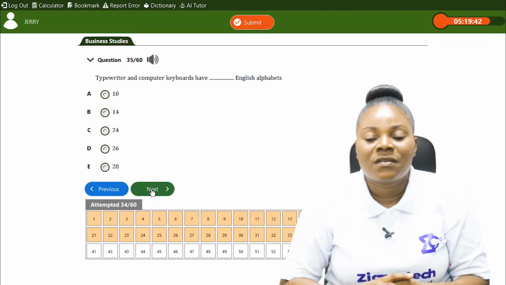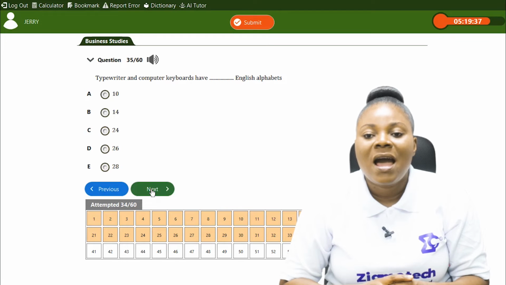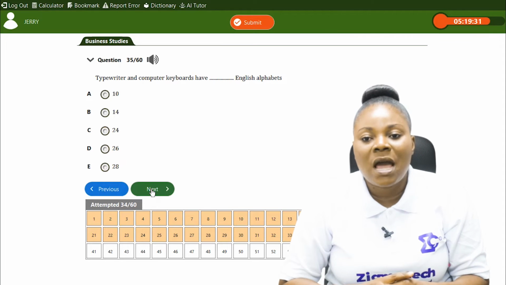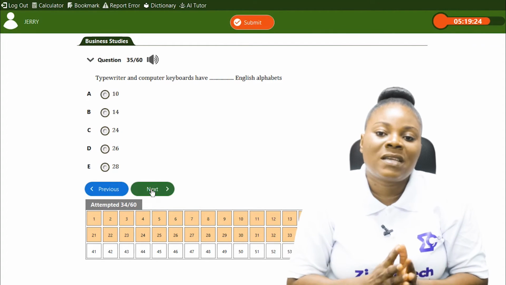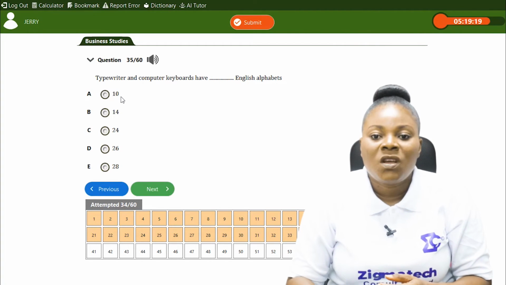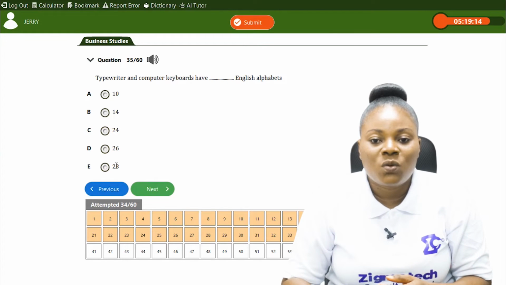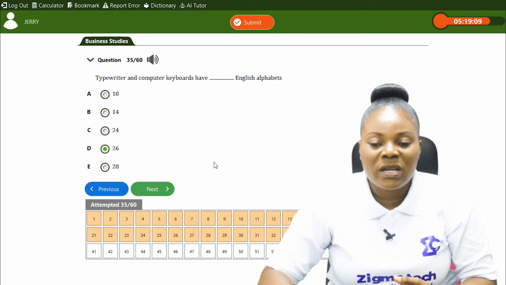Question 35 says the typewriter and the computer keyboards have dash English alphabets. That means how many alphabets can be found on the typewriter and the computer keyboard? Is it 10, 14, 24, 26 or 28? The correct option is option D, 26.